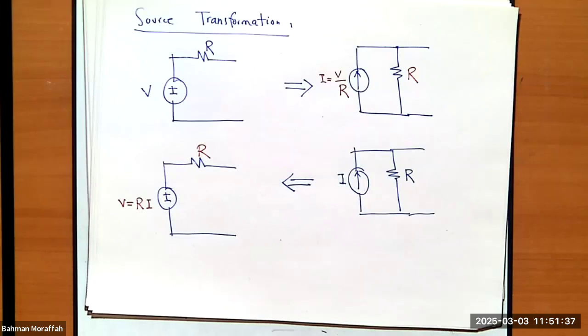Any question on this before I ask you another question? Is it clear what's going on here? Yes? Is the source transformation clear? Okay, perfect.